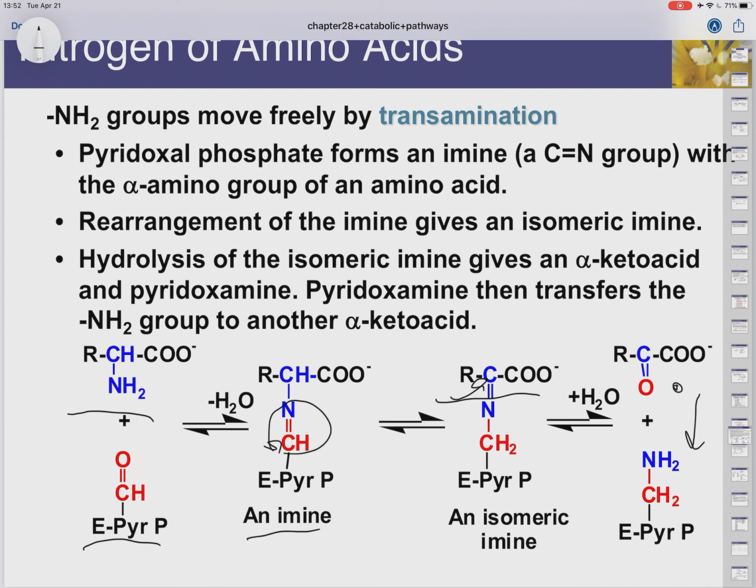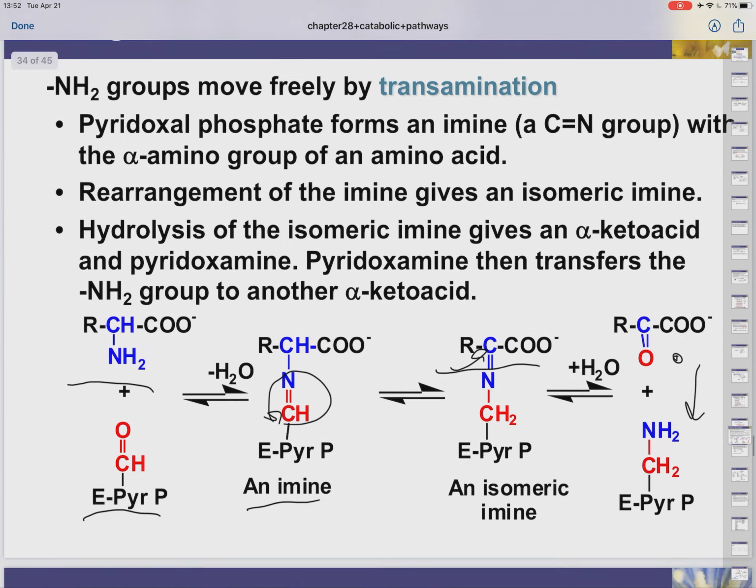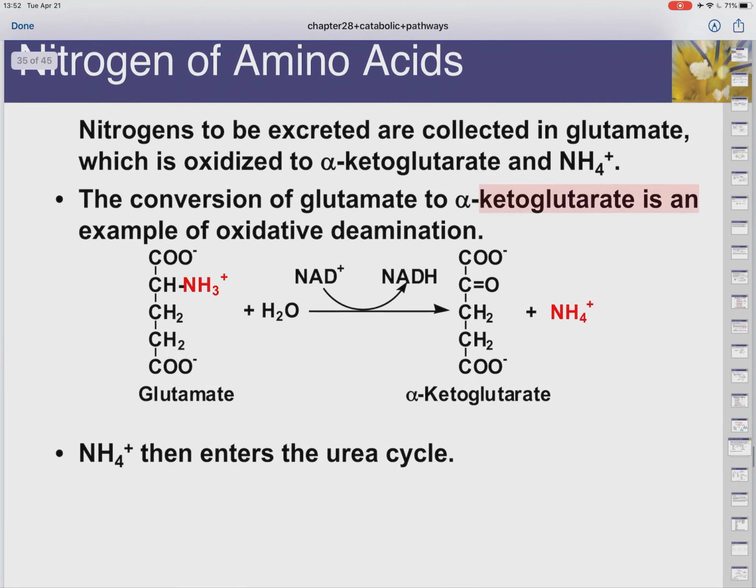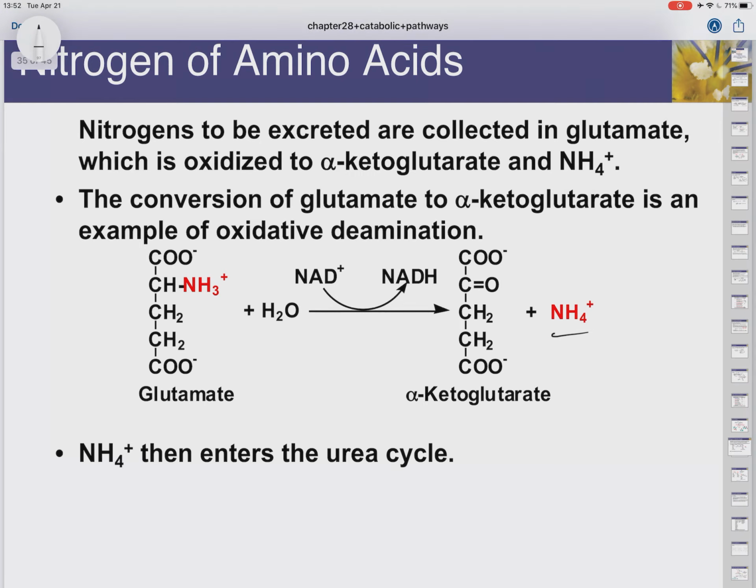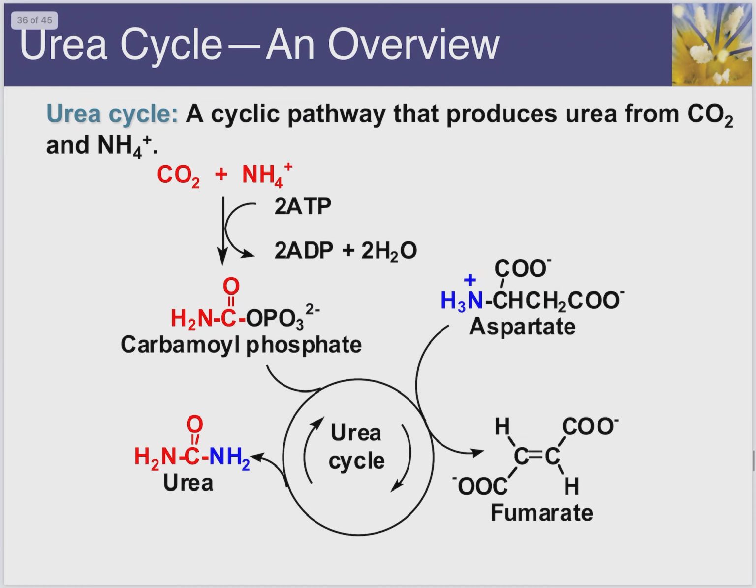And then pyridoxal phosphate will go and transfer that amino group to something else. Let's see here. Nitrogen to be excreted is collected in glutamate. So glutamate is where the nitrogen ultimately ends up on its way to the citric acid, to the urea cycle. Glutamate gets turned into alpha ketoglutarate, which is the removal of this ammonium ion. This generates some energy in the form of an electron carrier.